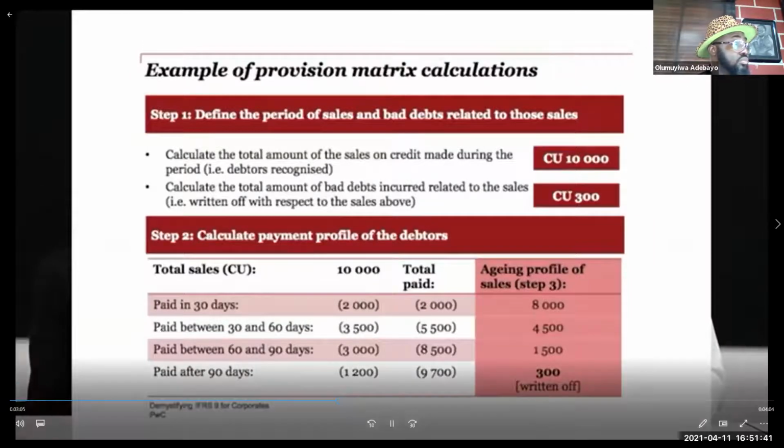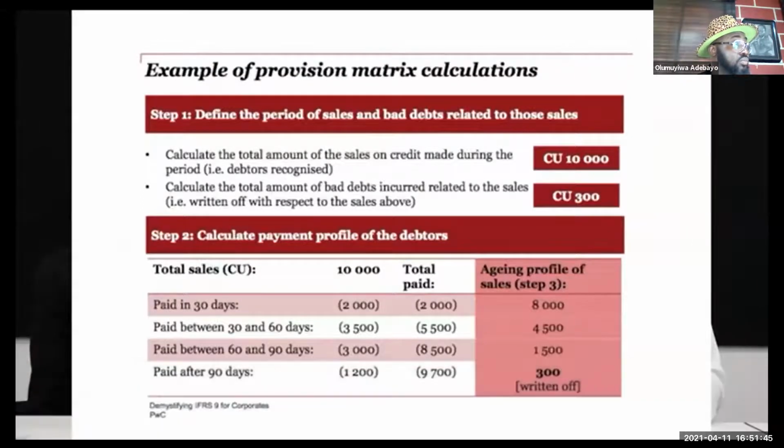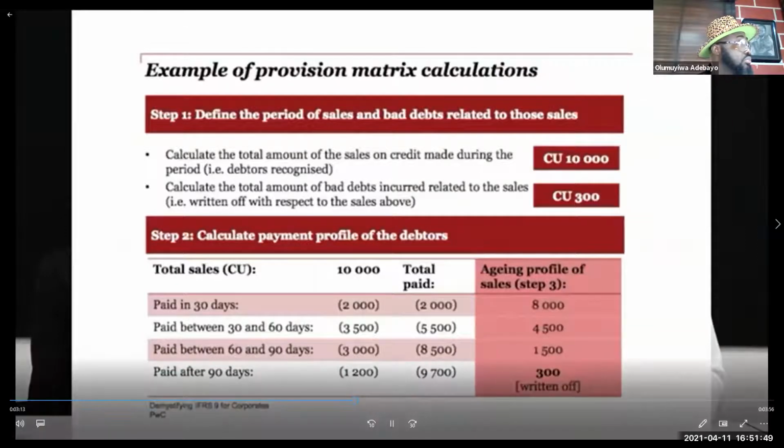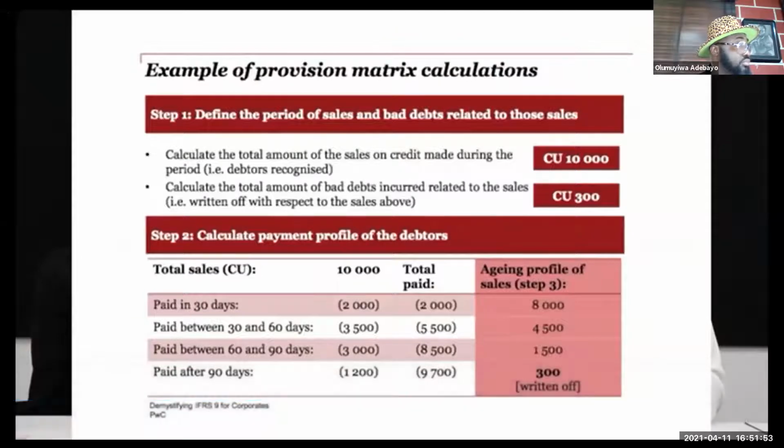In this instance, customers paid 2,000 within 30 days of the sale date. Therefore, 8,000 did not pay within 30 days. Customers then paid an additional 3,500 in the next 30 days, and so on until ultimately the remaining receivables which were to be written off was 300. The aging profile calculated in this step is critical for the next step, when we will actually calculate some default rate percentages. Step 3 calculates the historical default rate percentage.